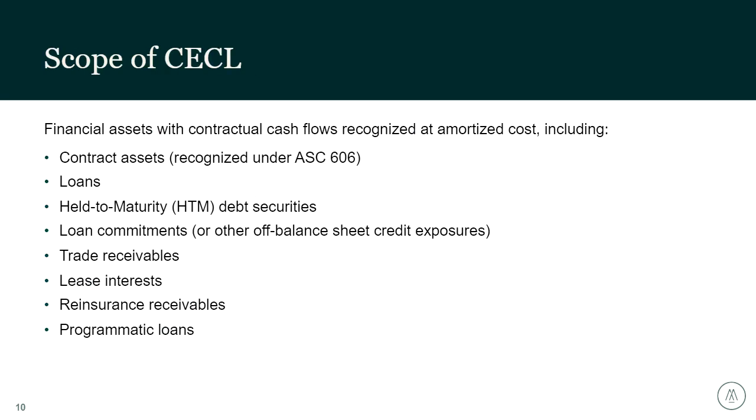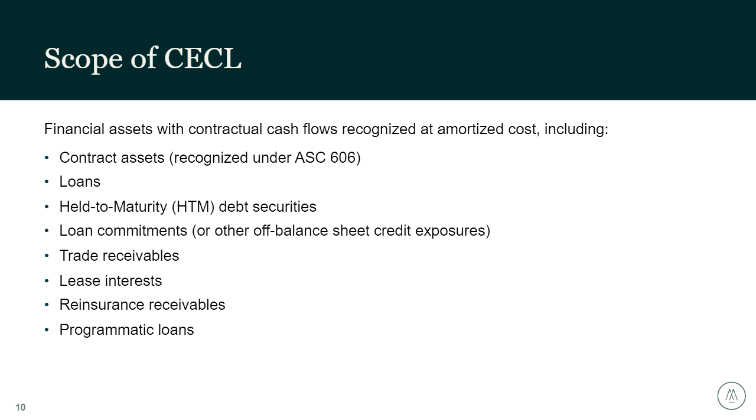So let's go over what's in scope with this standard. Well, it will be contractual assets, loans receivables, including those programmatic loans, certain types of investments specifically related to held-to-maturity debt securities. Also, it will be in scope for trade receivables and reinsurance receivables. So it seems that some other assets are missing from this list, right?